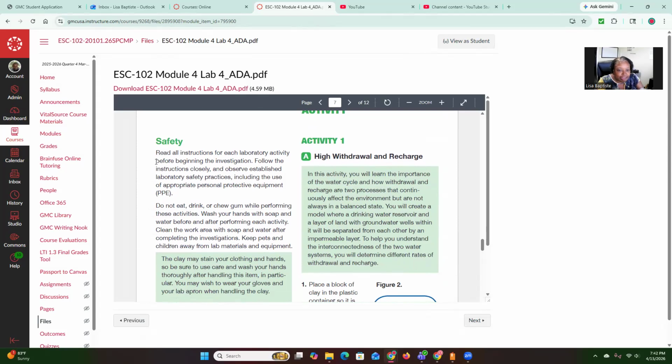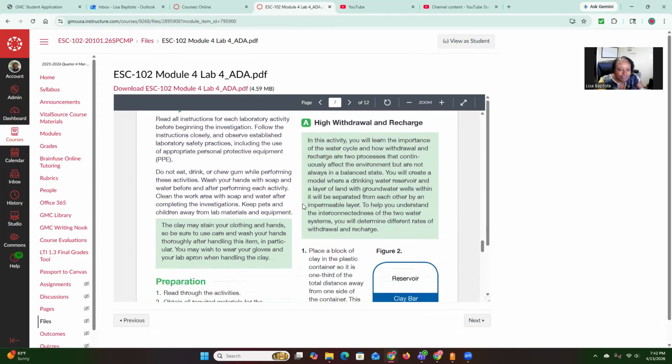And we want to go through the safety. So we want to read all instructions for each laboratory activity before beginning the investigation. Follow the instructions closely and observe established laboratory safety practices, including the use of appropriate personal protective equipment. Do not eat, drink, or chew gum while performing these activities. Wash your hands with soap and water before and after performing each activity. Clean the work area with soap and water after completing the investigation.